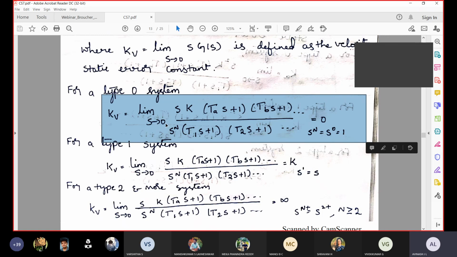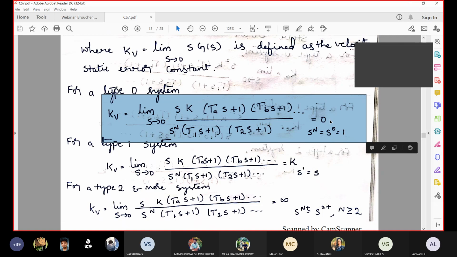So after that, if you put s equal to 0 in every place, 0 into K into TAS is 0 plus 1. So obviously it will become 0 into K into 1 divided by 1. So 0 by anything is 0. That is why Kv value for a type 0 system is 0. So just see this particular equation. If you get any doubt, please ask me. So you will get 0 as the value. Did you get it, all of you?